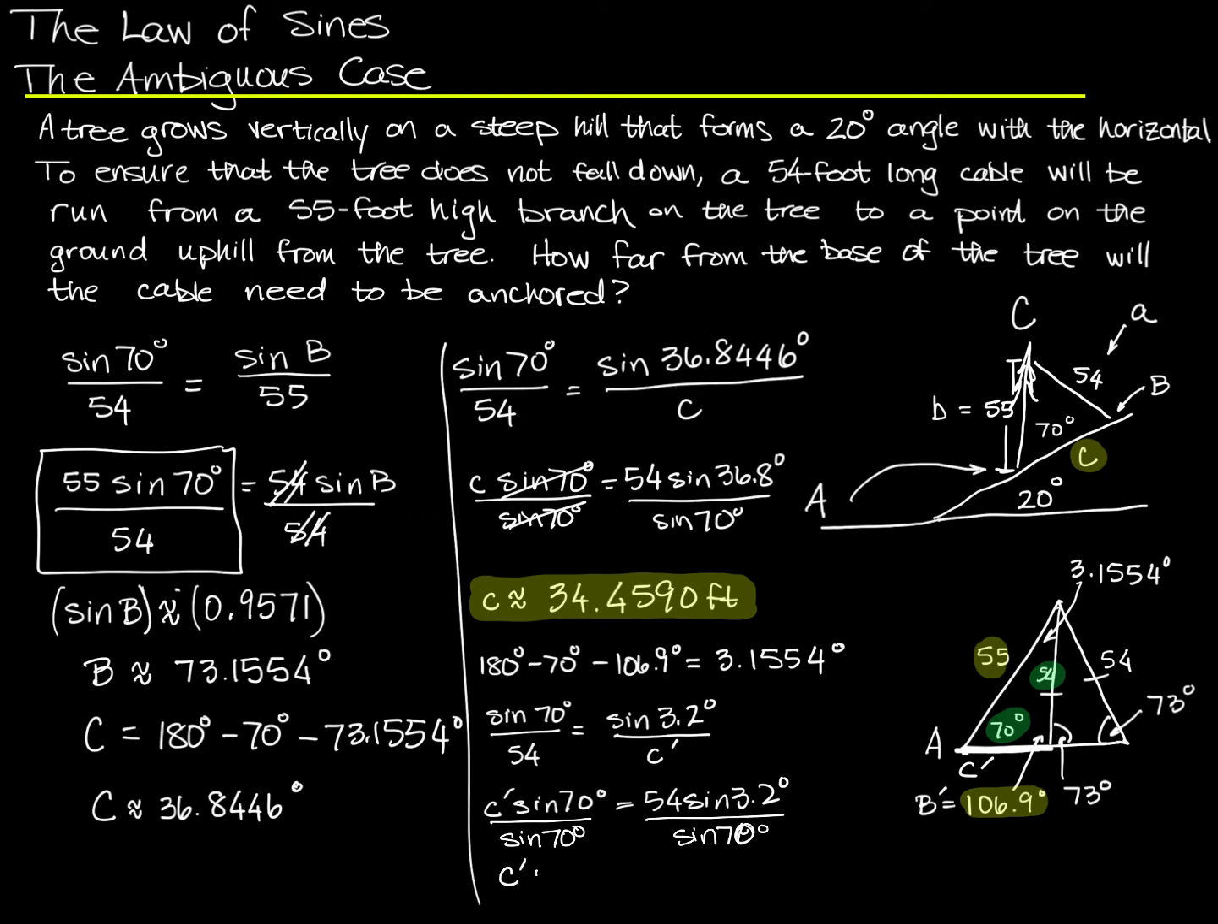And I get C prime is approximately equal to 54 times the sine of the second answer divided by sine of 70. And that gives me 3.1632. So this is actually a second possible answer to how far away the cable has to be anchored from the base of the tree.